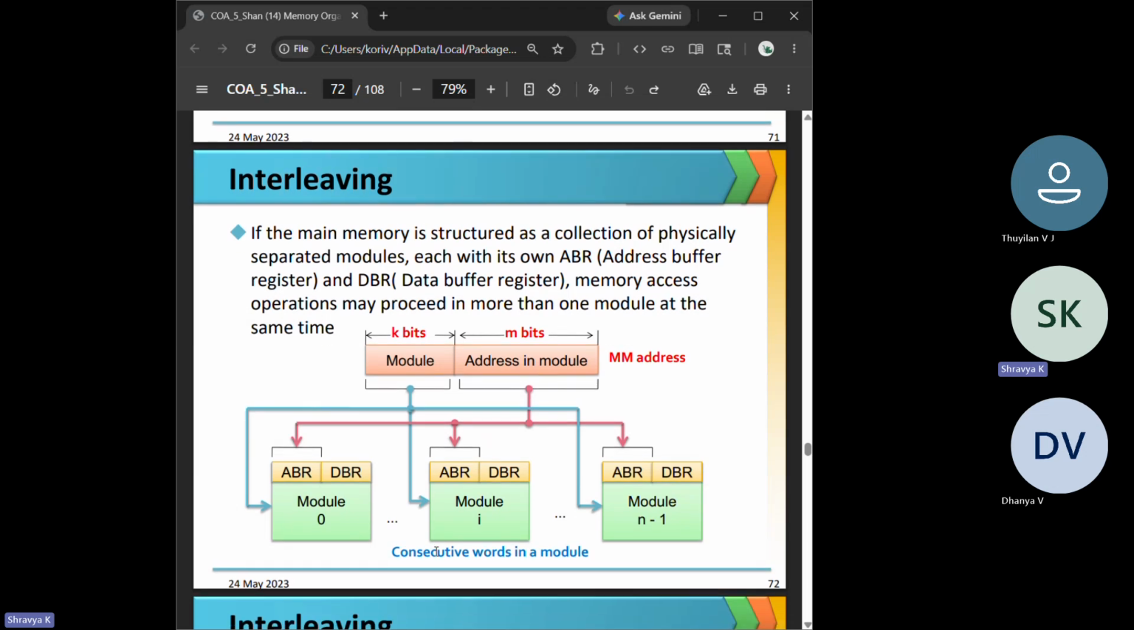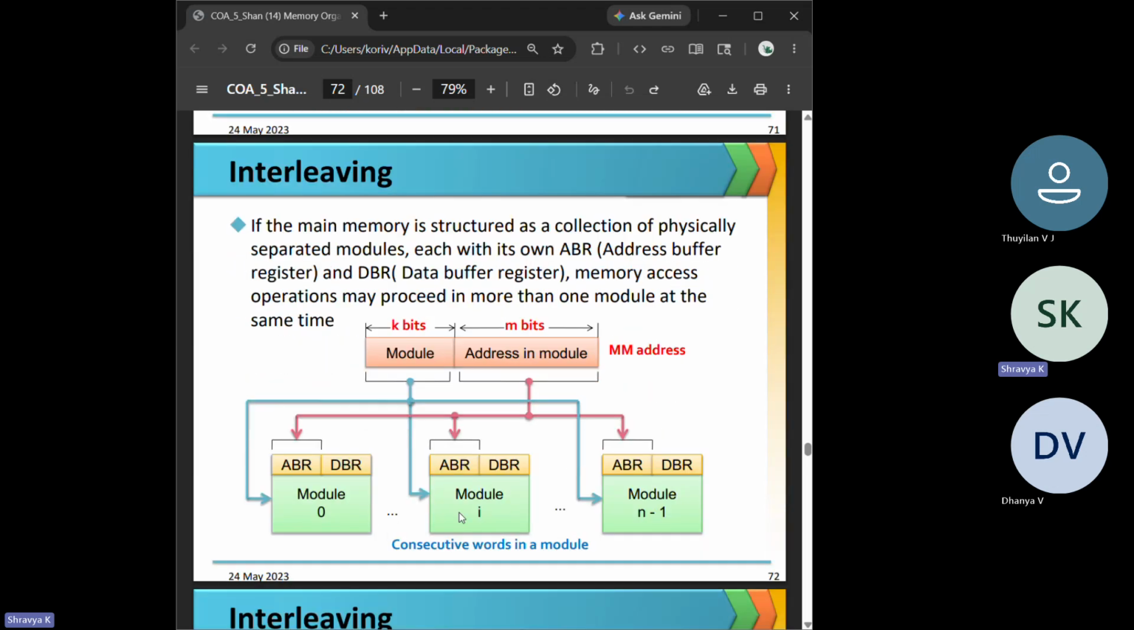So interleaving is basically this. If the main memory is structured as a collection of physically separate modules, right? These are some physically separate modules that you can see in the main memory, and each of them will have its own address buffer register and its data buffer register. So the main memory is separated into these separate modules. We just want to make sure that we can access them in parallel, right?